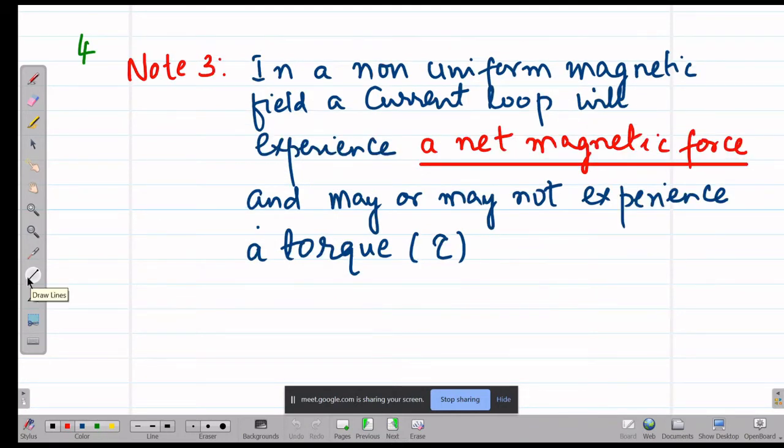The next point I want to make, we will not elaborate on this. We will consider this much later in our chapter. If you consider a non-uniform magnetic field, then the current loop will experience a net magnetic force in a non-uniform magnetic field. Of course, our discussion now is not about non-uniform magnetic field, so we will not go into this situation for the time being. In addition to experiencing a net magnetic force, it may again, like the previous case, may or may not experience a torque.